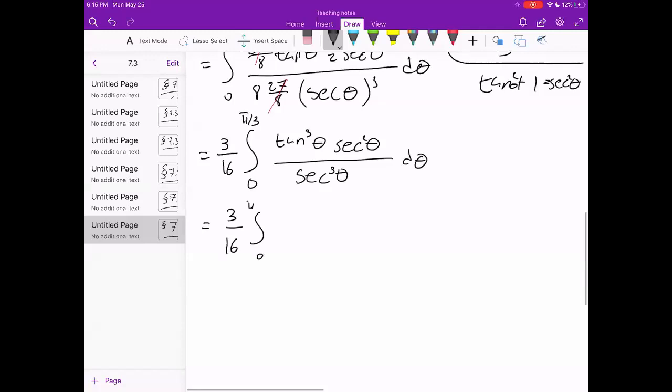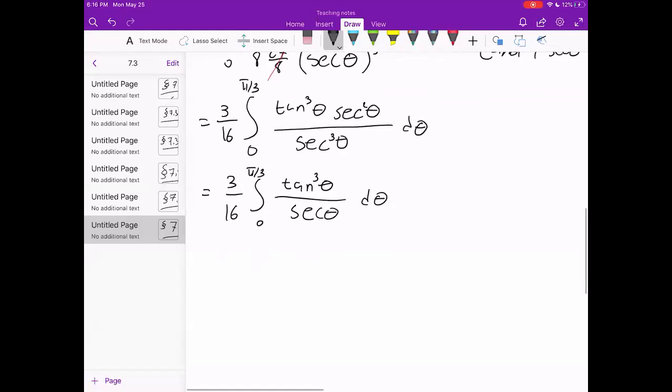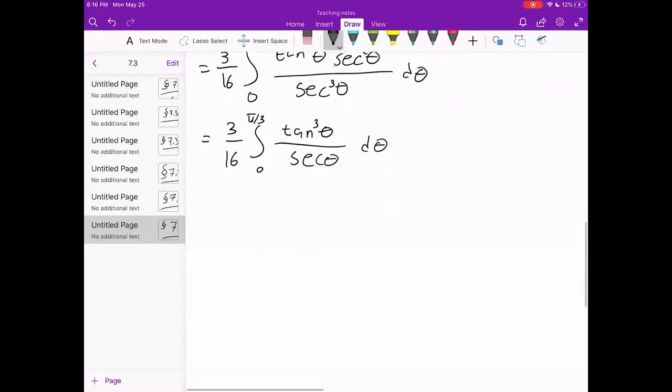0 to pi over 3. I get secant squared divided by secant cubed. A couple of those cancel. This is now tan theta divided by secant theta d theta. Okay, so we're going to keep going.